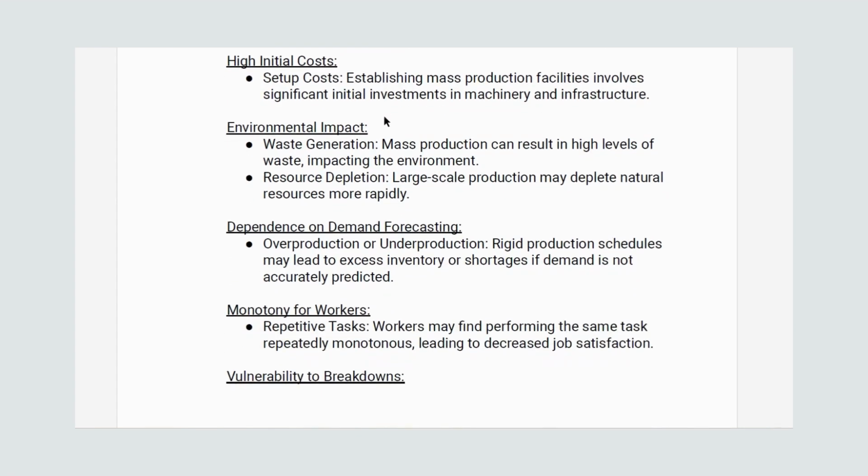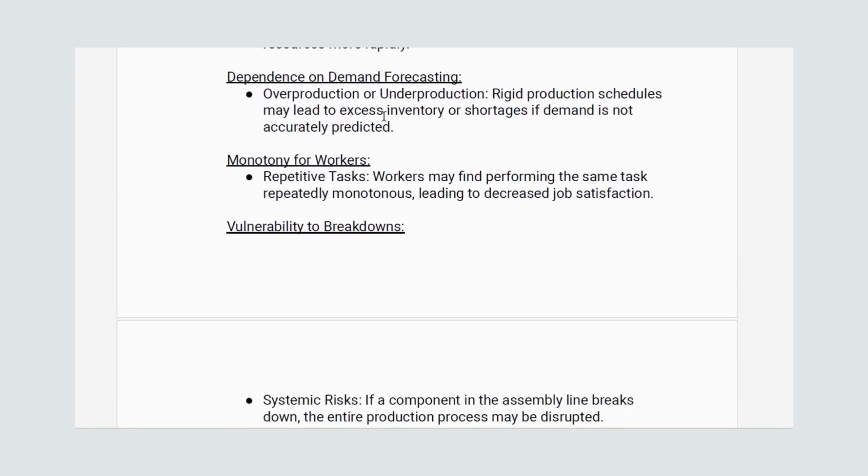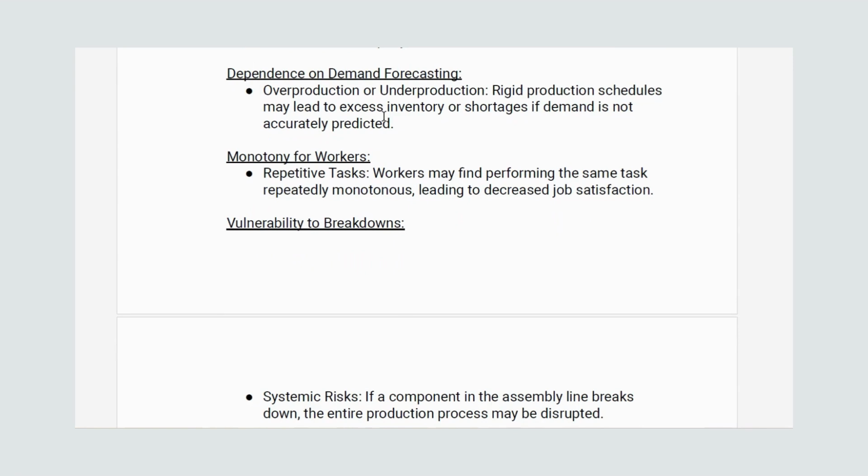Then we can say about the dependence on demand forecasting. The rigid production schedules may lead to excess inventory or shortages if demand is not accurately predicted. Because the production is done in a large quantity, if the demand is not as much as we expected, then what happens? The inventory becomes excess.